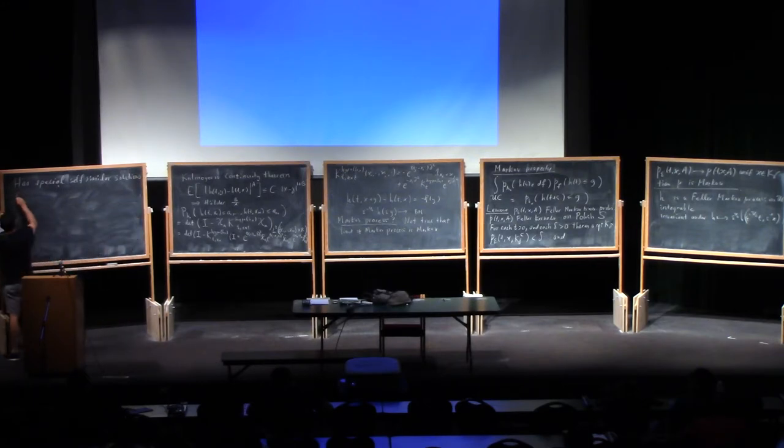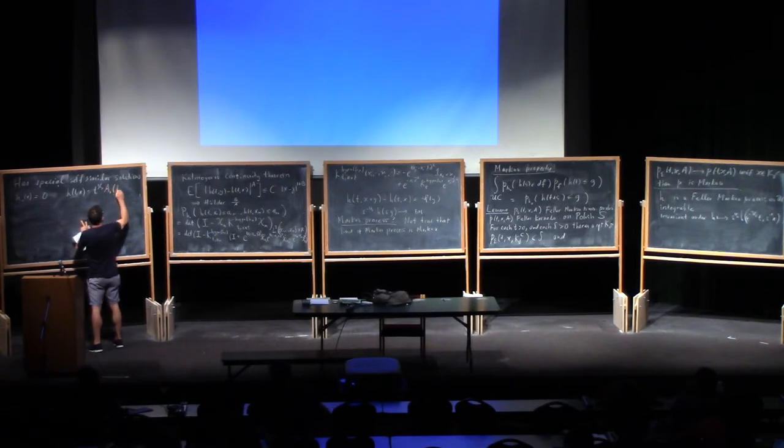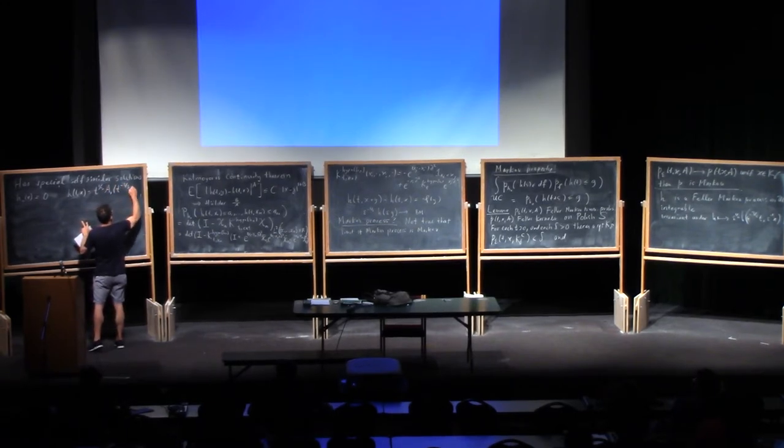Process. So if H0 of X is just equal to 0, then HT of X is nothing but T to the 1/3, the airy 1 process, T to the minus 2/3 of X.